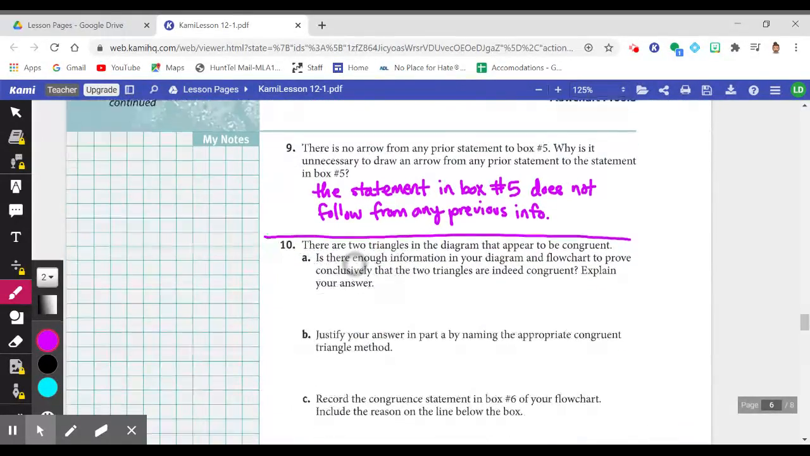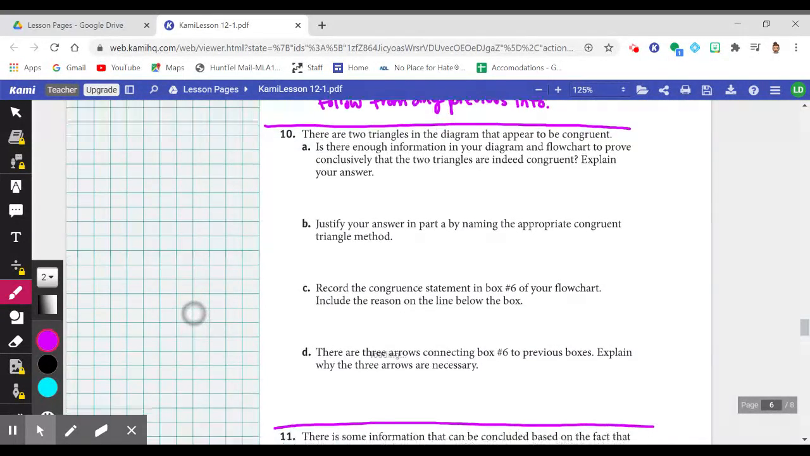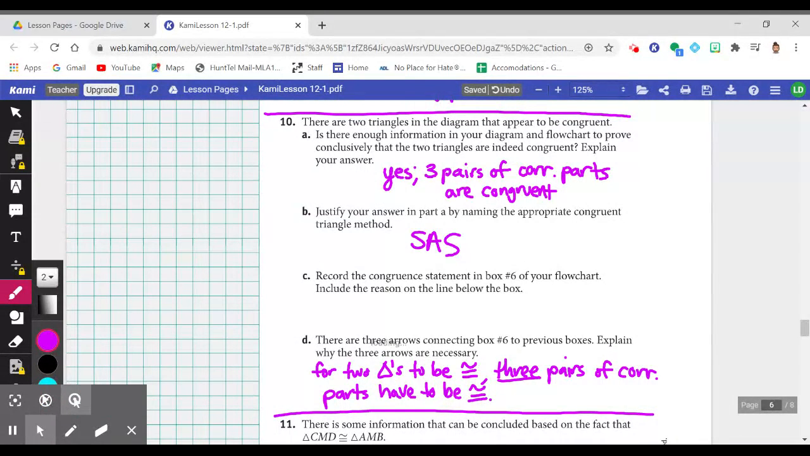Now let's press on to number 10. So if you would, go ahead and draw a line at the bottom of 10, A through D. Go and complete A through D, and go back to the paragraph proof we used to help answer these questions. Okay, so hopefully you took a second to figure this one out. So it says two triangles definitely appear to be congruent. Is there enough information? Yes, because there's three pairs of corresponding parts congruent.